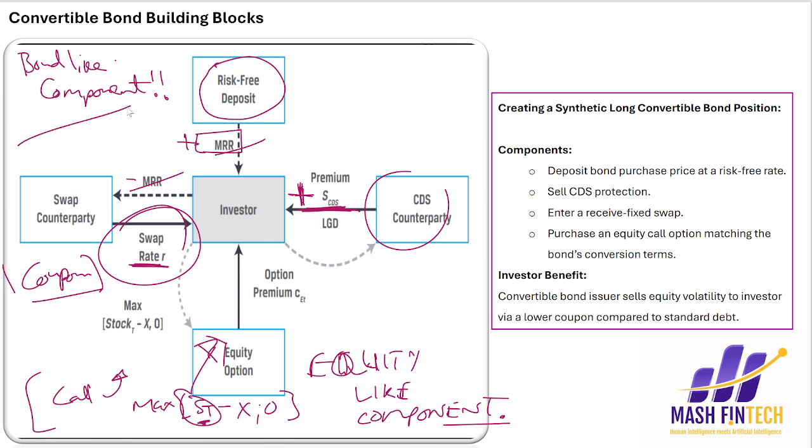All right. So in this instance, you have three components here. You have the bond-like component, where you get the coupon, and you have the equity-like component where you have an unlimited upside because you have the right to the shares of the company. And also this side now is the risk management.